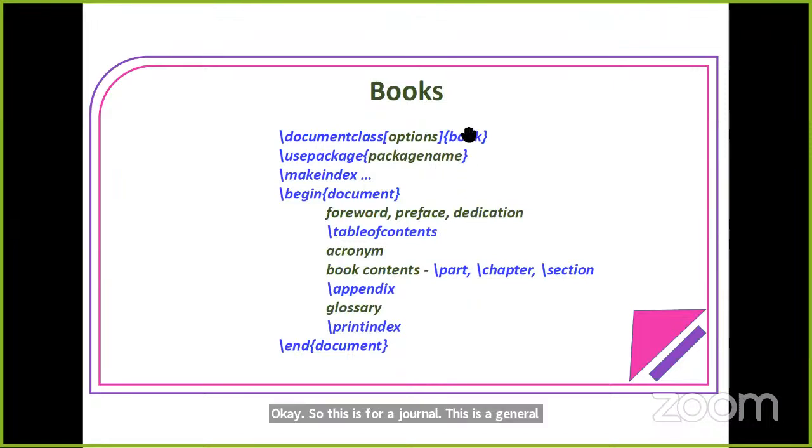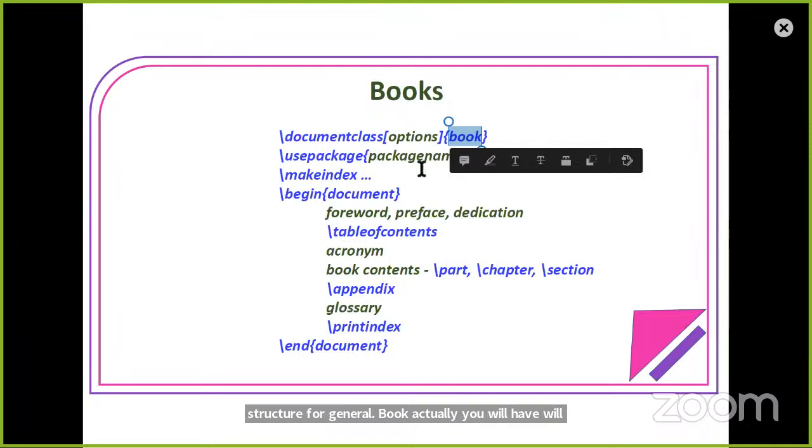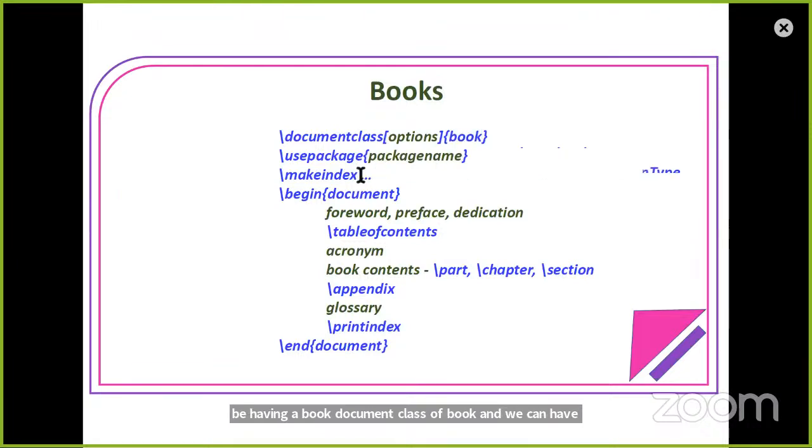Whereas in case of a book, we will be having the book document class, and we can have some packages there, and we will be having some index, right? That is important. At the end of the book, we will be having some index. That will be done using makeindex as well as printindex. So we will be using the makeindex command, and for printing that one, we will be using printindex. But within the text, if you want to mention that this word is to be included in the index, then you will be writing a slash index, and within curly brackets, you will be typing your text. Okay, so like that we can do.